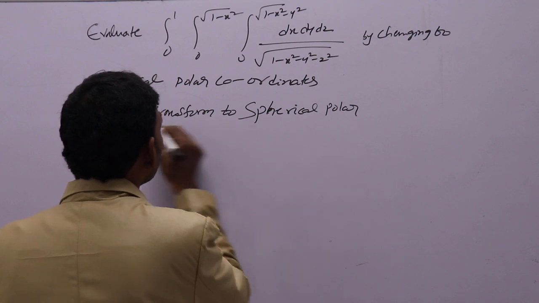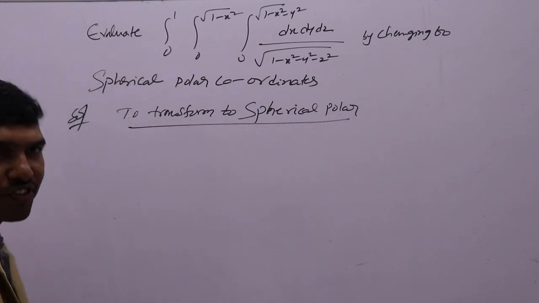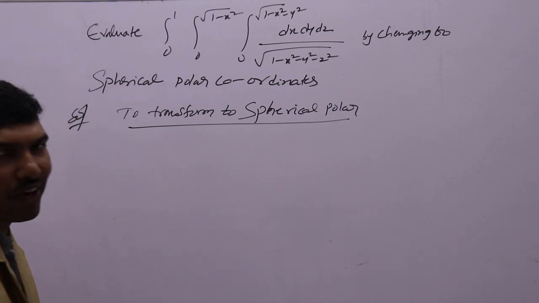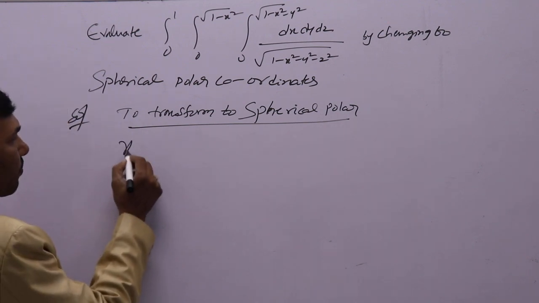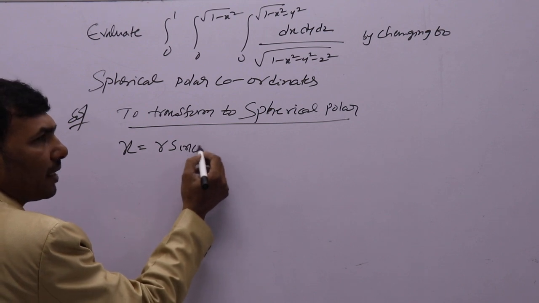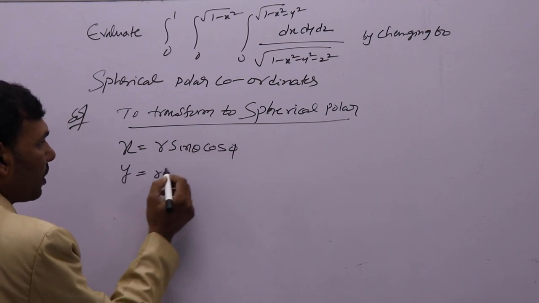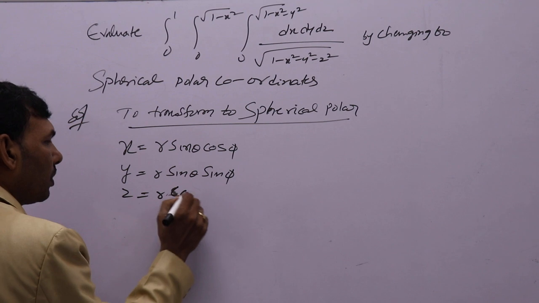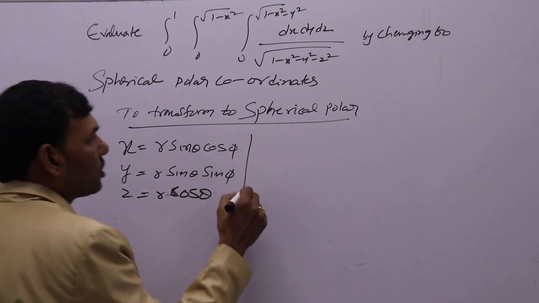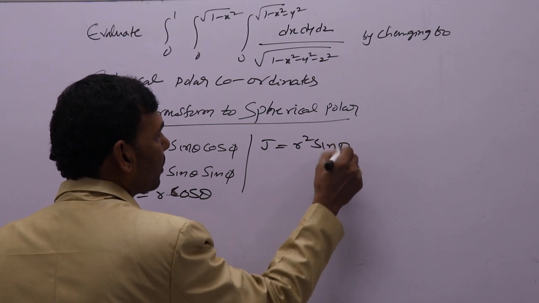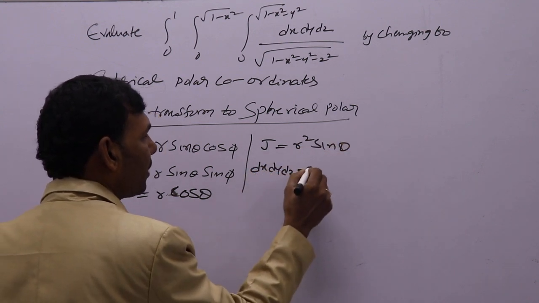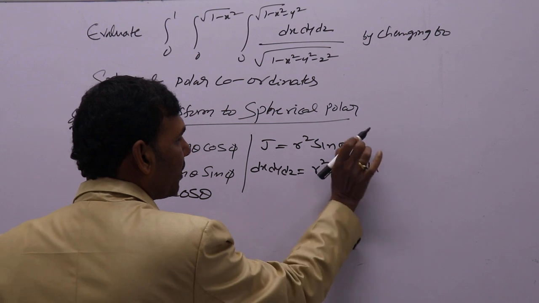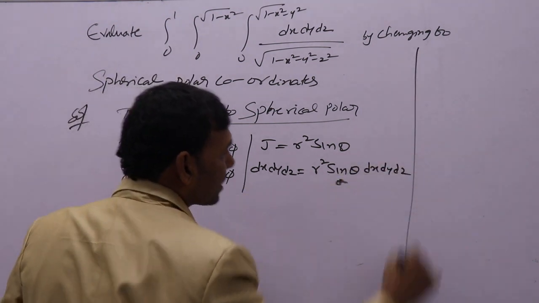In the spherical polar coordinate system, what we need to do is replace x with some value, y with some value, z with some value. So x is r sin theta cos phi, y is r sin theta sin phi, z is r cos theta. And the Jacobian, we all know, is r square sin theta. So dx dy dz will be replaced by r square sin theta dr d theta d phi.